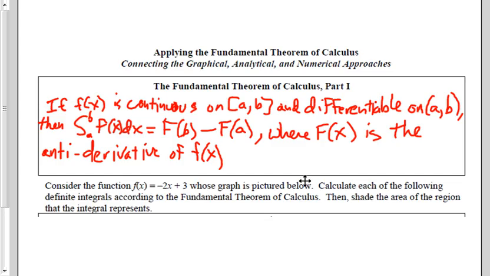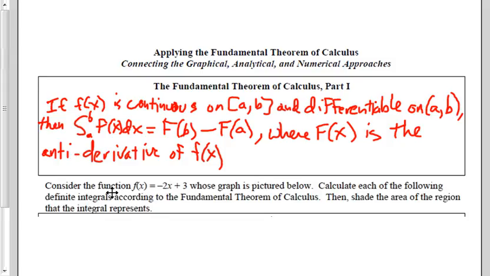Okay, so let's take a look at what the fundamental theorem of calculus tells us. This is Part 1. If f of x is continuous on the closed interval from a to b and differentiable on the open interval from a to b, then the integral of f of x dx from a to b is equal to F of b minus F of a, where F of x is the antiderivative of f of x. So this is like the derivative, and then this is the original function. So again, it's going backwards. Okay. Now we're going to look at some examples.